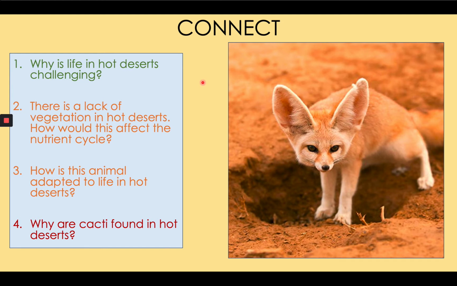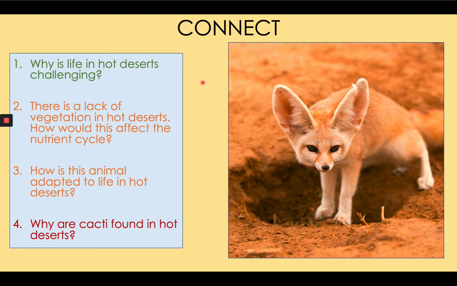2. There is a lack of vegetation in hot deserts. How would this affect the nutrient cycle, for example, compared to in a rainforest? Well, you should have said that vegetation provides the dead organic matter, the litter, that is decomposed and in being decomposed provides nutrients to the soil. A shortage of producers and vegetation means that there is less organic matter to mix into the soil, which means that the soil is infertile. Consequently, it's very difficult for vegetation to grow.